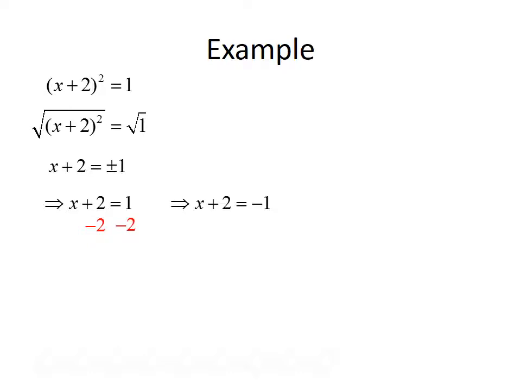We'll start by solving x plus 2 equals 1. We subtract 2 from both sides of the equation, and we get x equals negative 1. Next, we solve x plus 2 equals negative 1 by subtracting 2 from both sides of the equation, and we get x equals negative 3.